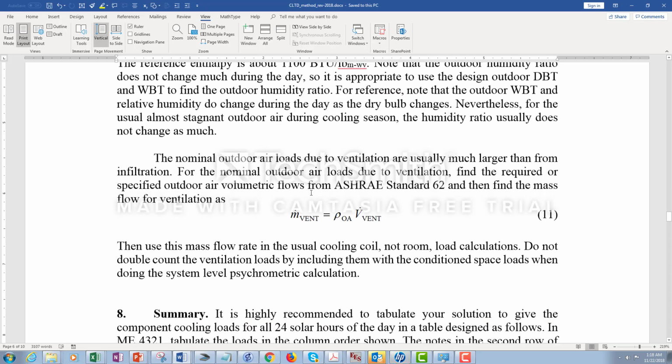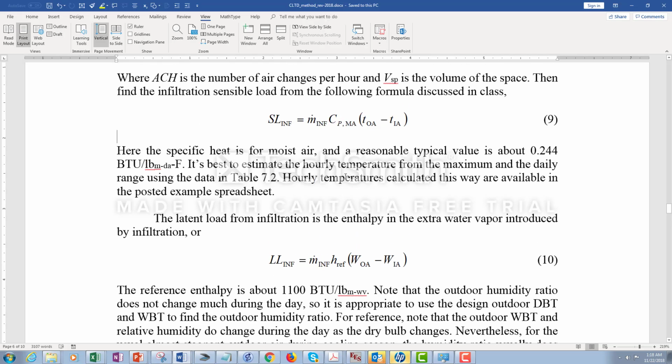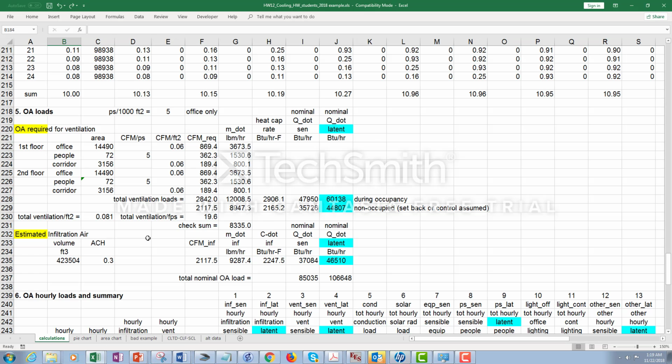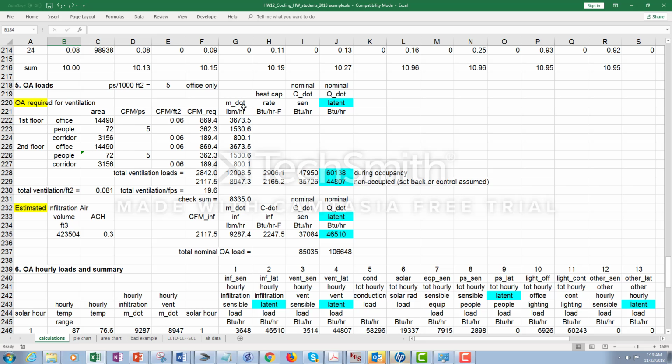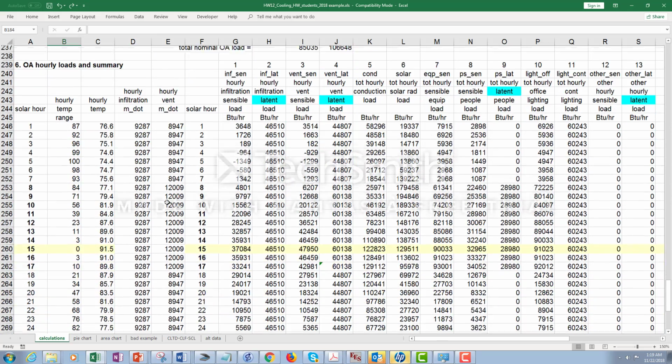And then the ventilation is similar. We have the ventilation from our analysis based on Standard 62. And once again, we have that in cubic feet per minute, though. Remember to change that to cubic feet per hour. Let's go back to the spreadsheet. And so here we'll calculate the loads for ventilation and the loads for infiltration.